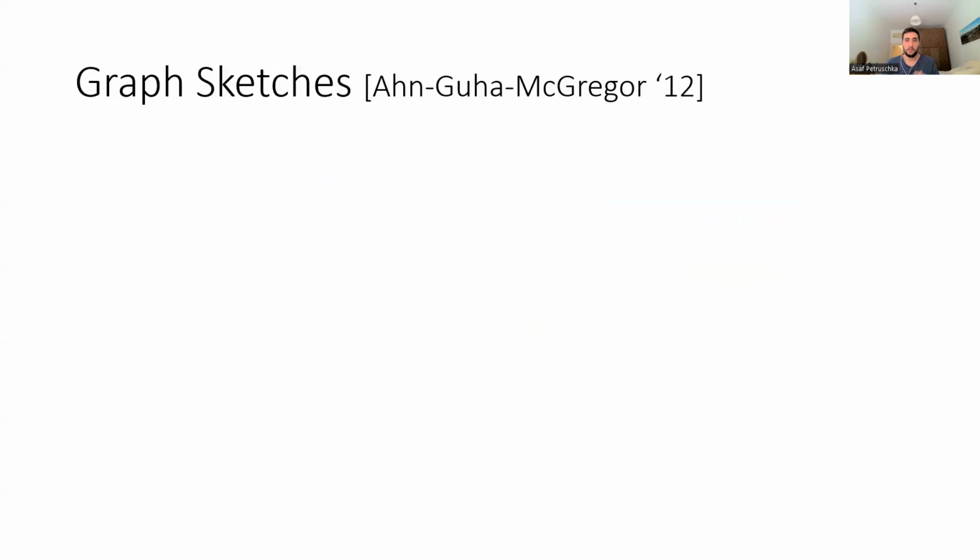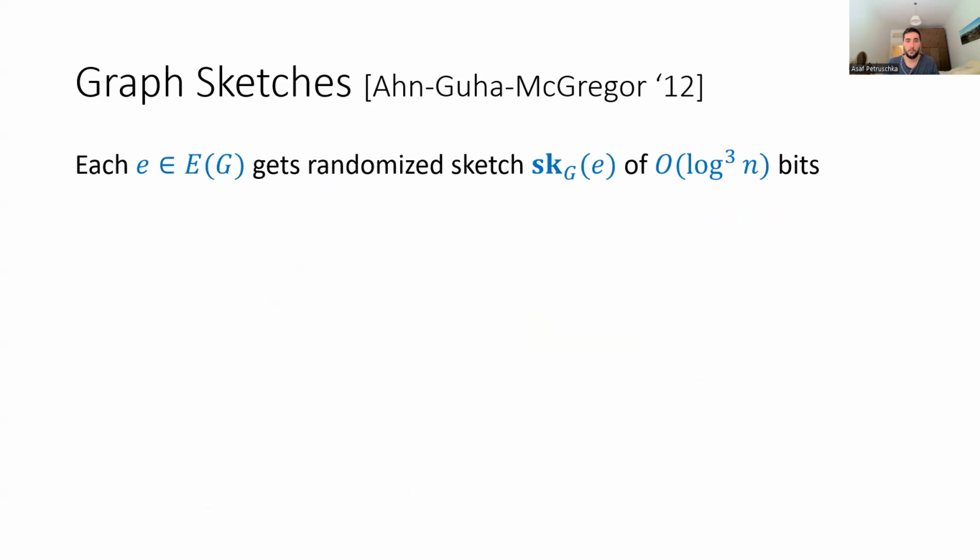The graph sketch technique was introduced by Ahn, Guha, and McGregor in their seminal work from 2012 in the context of streaming algorithms. I'll present here a formulation which is more suited for our labeling problem. Here, each edge of the graph will get a randomized bit string, which we will call its sketch, and it consists of polylog n bits. And then we extend the definition of sketches also to subsets of edges and of vertices.